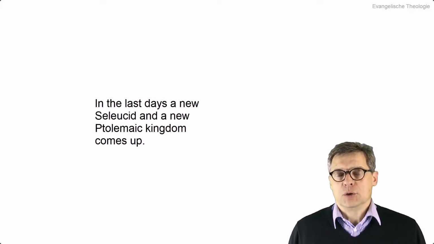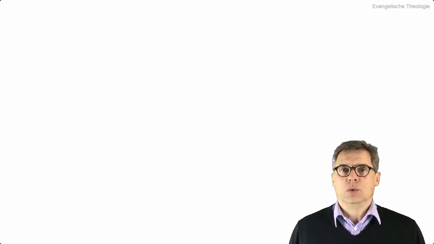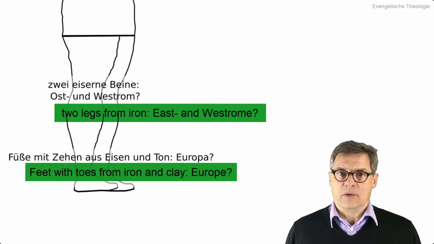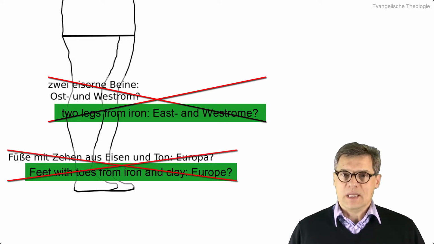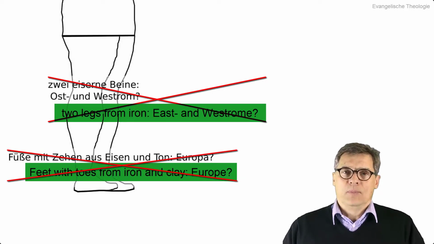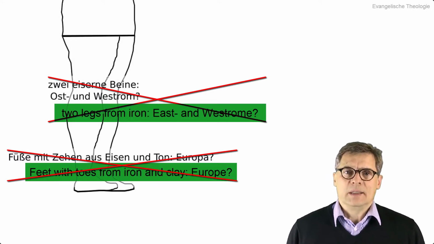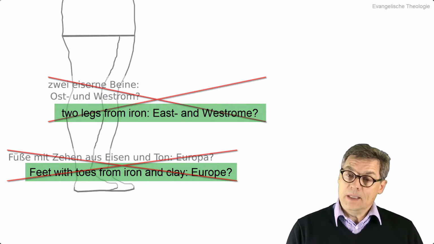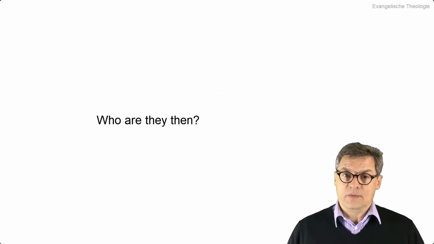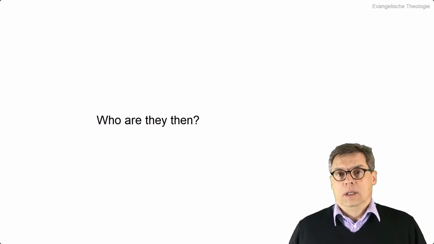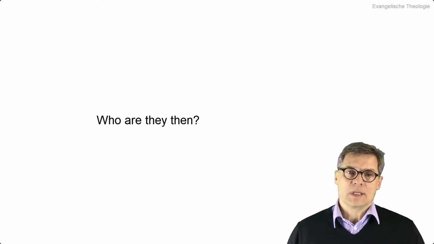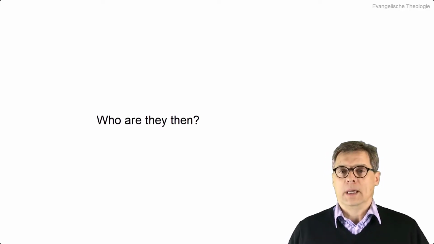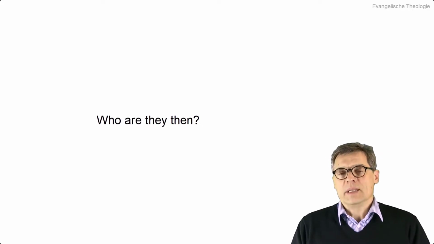Finally, I would like to address a topic that is very important to me, namely the question about the 10 toes. We said that if the 2 legs are not east and west, then the 10 toes cannot be European states symbolizing, as it were, the resurrected Roman Empire. But if the toes are not European states, who are they? I think it's very interesting to see who these 10 toes are. We all know the 10 toes from the Bible, but have not yet linked them to the statue in Daniel 2. It is very amazing for me to find this in the Bible.